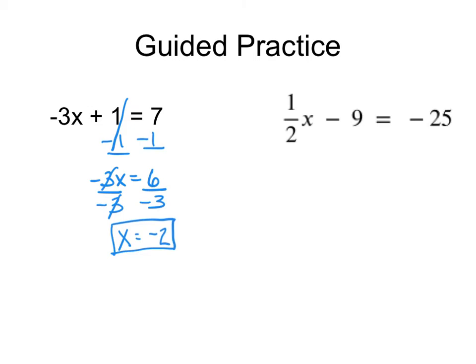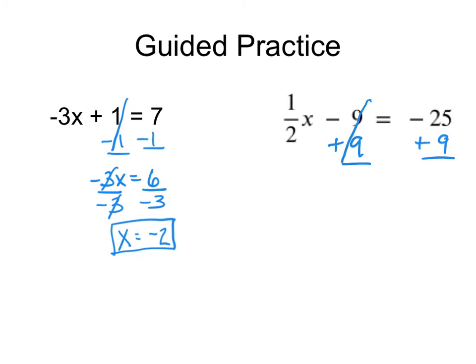Now, let's look at the next example: 1/2 x minus 9 equals -25. Again, my variable is on the left side. I need to isolate that variable. I need to get rid of the coefficient of 1/2 and the constant, which is a -9. I'm going to start with that constant first. The opposite of a -9 is a +9, so I'm going to add 9 to both sides of my equation.